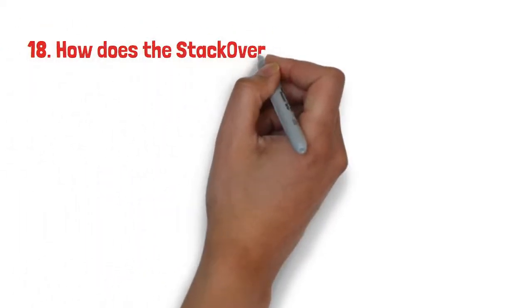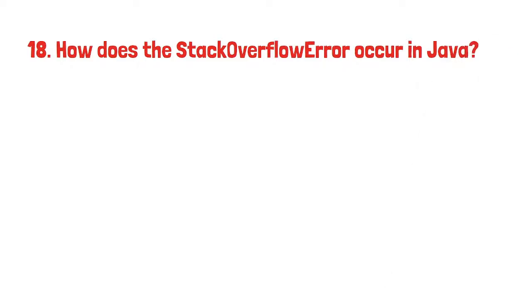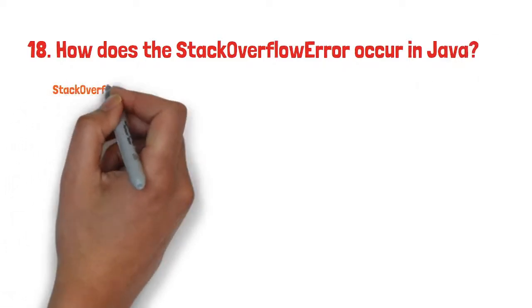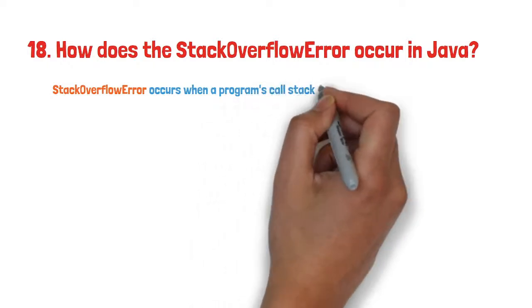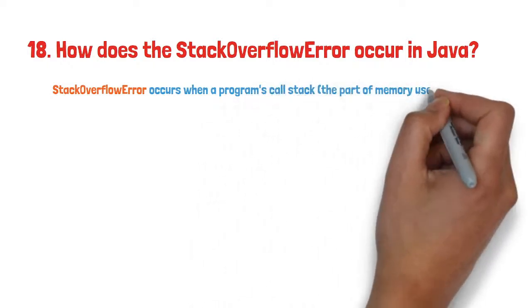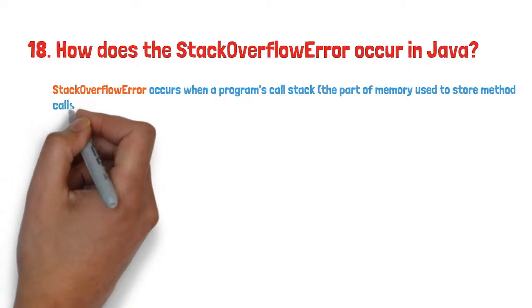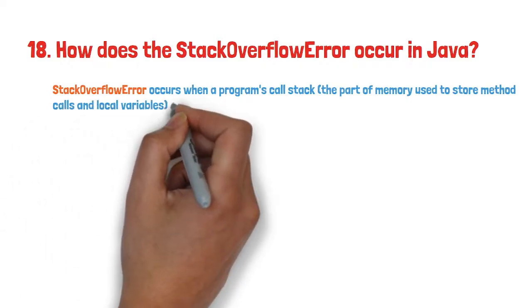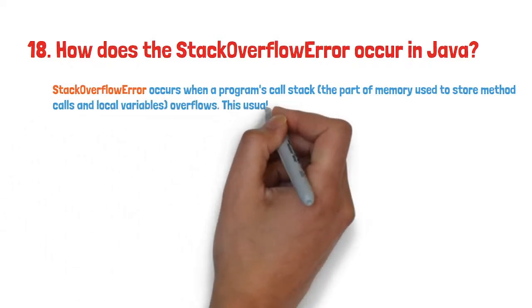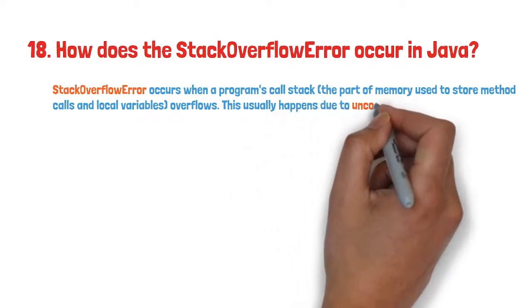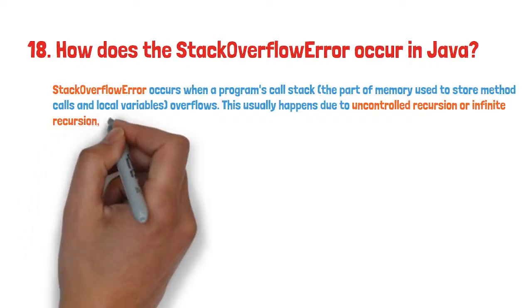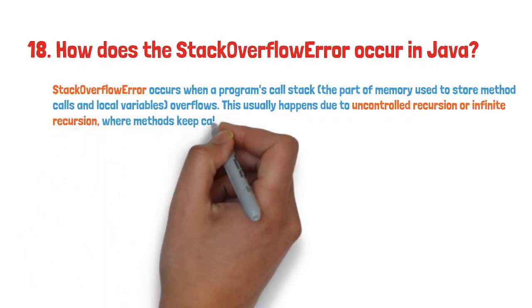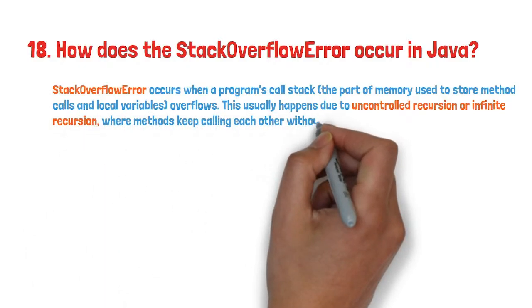Next question is how does StackOverflowError occur in Java? StackOverflow occurs when a program's call stack, the part of memory used to store method calls or local variables, overflows. It usually happens due to uncontrolled recursion or infinite recursion or infinite loop, where methods keep calling each other without a proper termination condition.